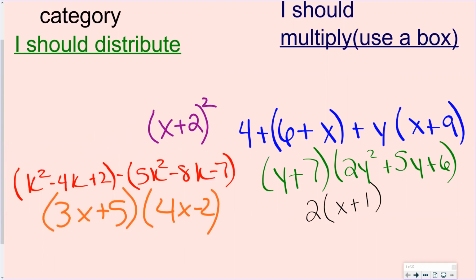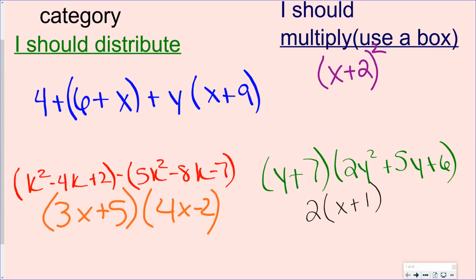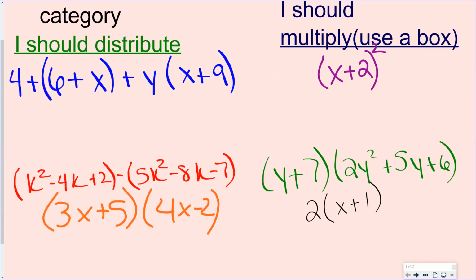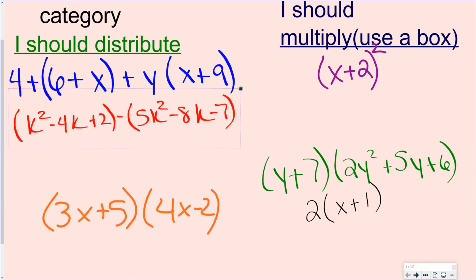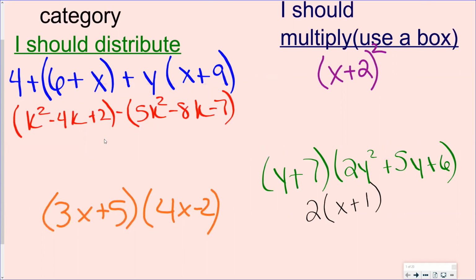X plus 2 squared should go in multiply, to use the box. This long one over here will go to use distribution. There is adding in between, which tells me I need to distribute. The red one here would be distribution. Again, I see subtraction. Subtraction tells me to distribute.